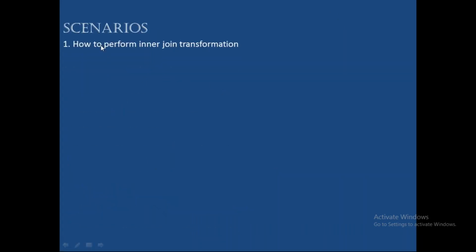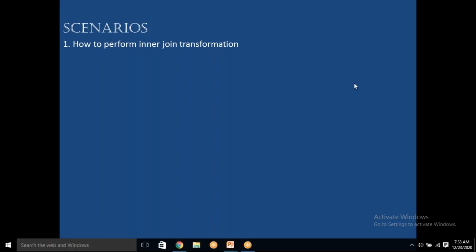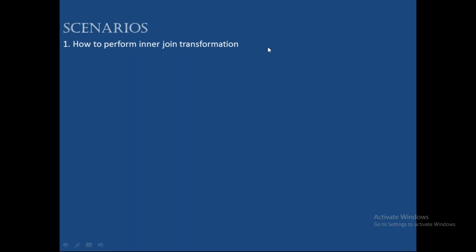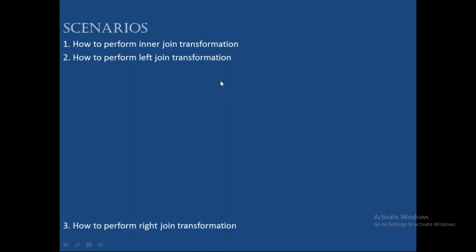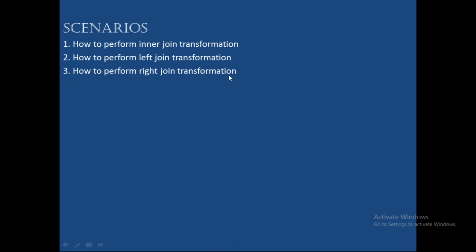Scenarios. We will see how to perform inner join transformation. If you want to perform an inner join, how can you perform it in data flows, we are going to see. We already discussed what an inner join is: inner join means you will get only common records between both the tables. Next, we are going to talk about left join transformation. It's nothing but the common records plus all the remaining records from the left table. Right join transformation means all common records plus all remaining records from the right table.